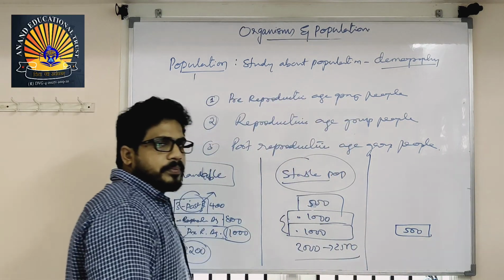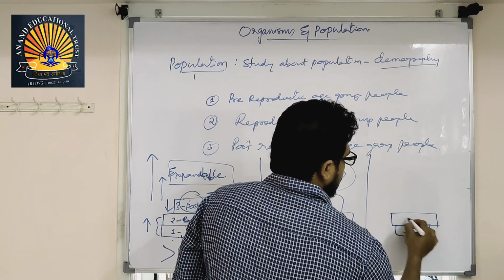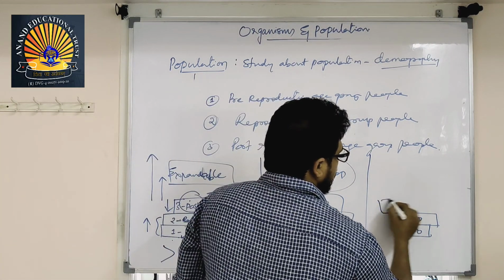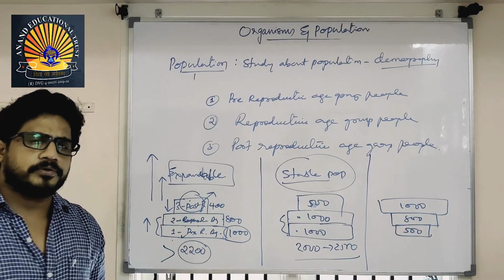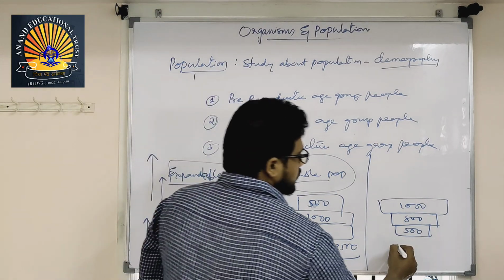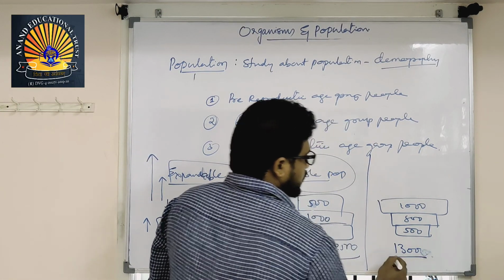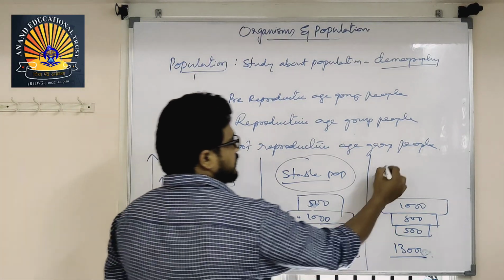The third one is where 500 members of pre-reproductive people are there, 800 reproductive people are there, and 1000 members of post-reproductive people are there. All together it is 2300 persons in the population. But the future growth is declined.